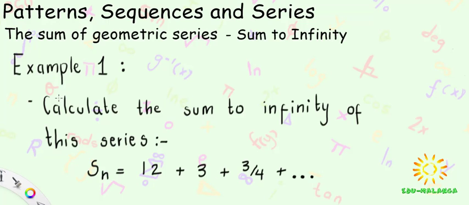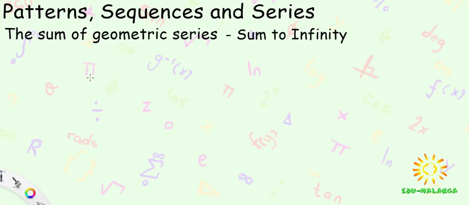The first example, example 1, asks us to calculate the sum to infinity of this series: 12 plus 3 plus 3 over 4, and so on. So the first thing we're going to do is remind ourselves of the formula for summing certain kinds of series to infinity. The kind of series that you can sum to infinity is a series that converges. So let's start by writing down the formula.